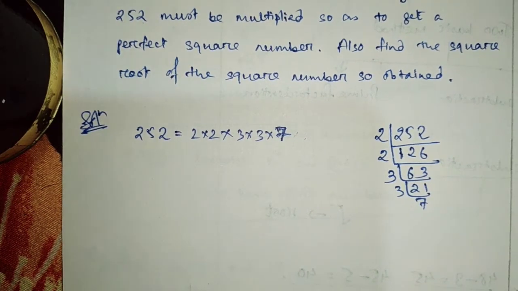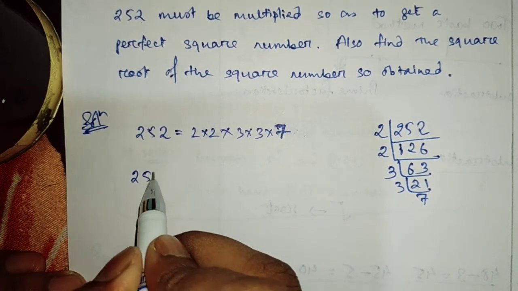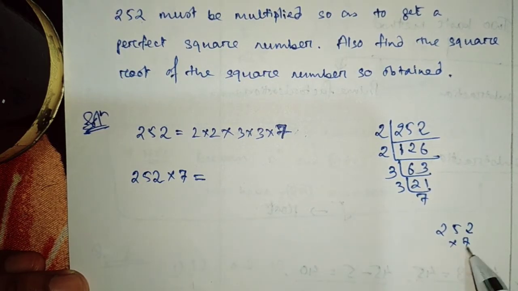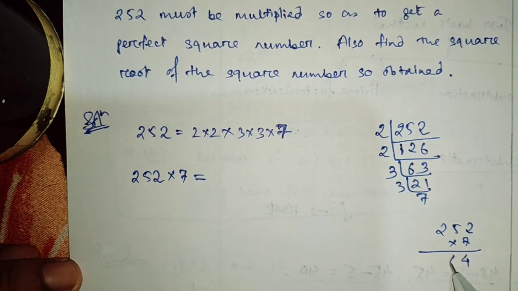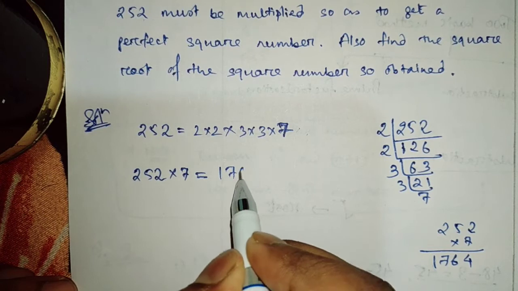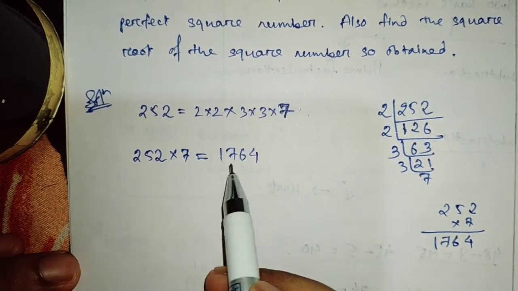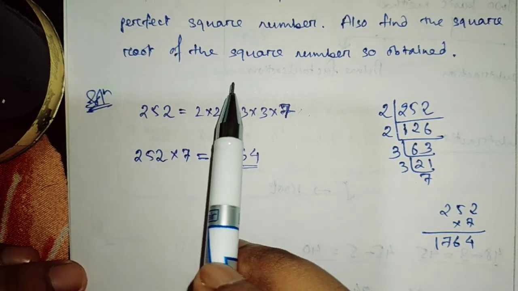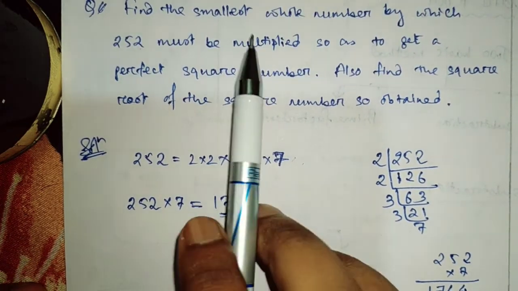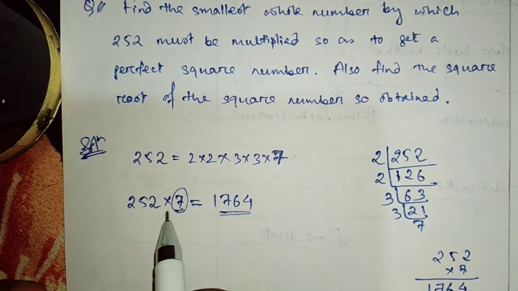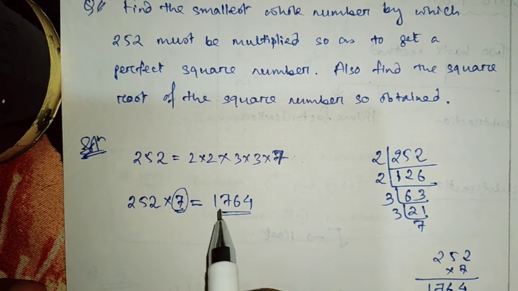Isn't it? That means 252 into 7, which is 1764. 1764 is a square number. Okay, so this is a square number, and what is the number in our answer? By which whole number should we multiply 252? The answer is 7. We should multiply 252 with 7 to get a square number.